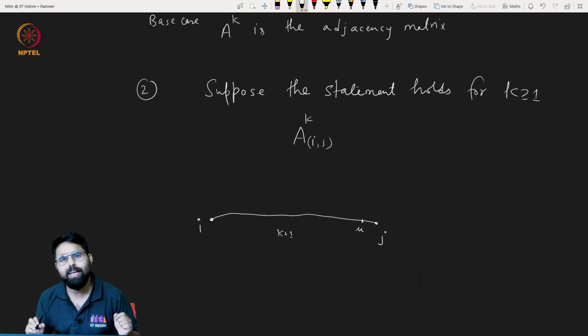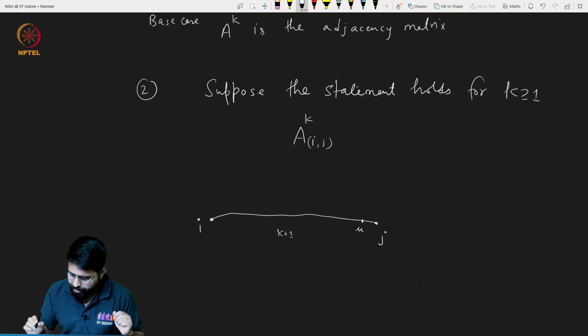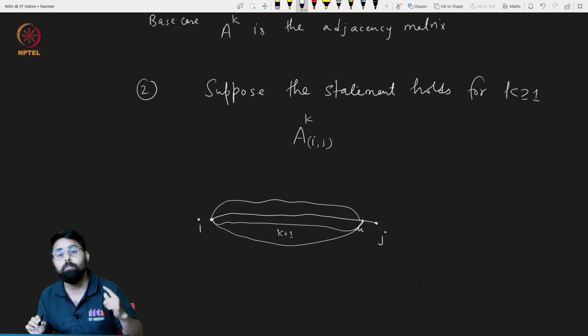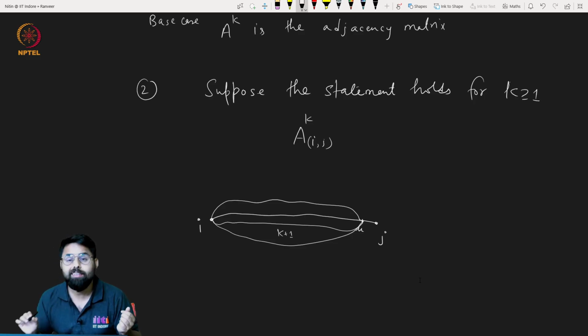Okay, suppose this vertex is u. Then what will be the length between vertex i and u? It will be of length k. Now there can be actually many paths, sorry, not paths, walks, which are reaching u in length k. And this number is given by what? By our induction hypothesis.